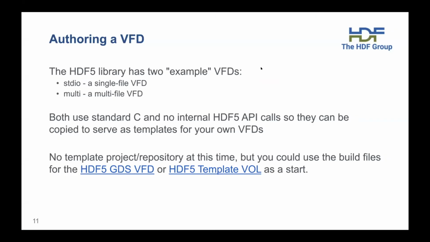So to write a VFD plugin, first you start by writing a VFD. HDF5 has a couple of example VFDs you can use. These are the standard IO VFD and the multi VFD. Both of these just use standard C, and they don't make any internal HDF5 calls. So you could essentially just treat them as public API code and use them as templates for your own VFDs.